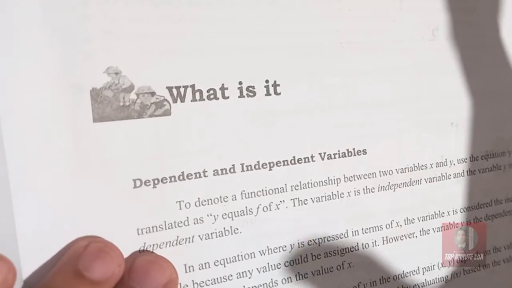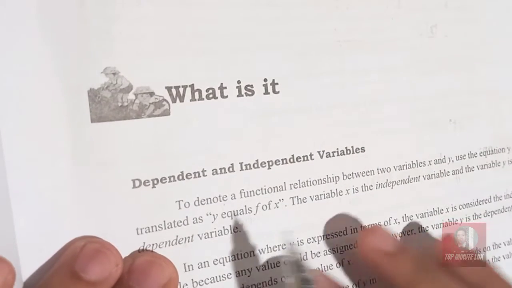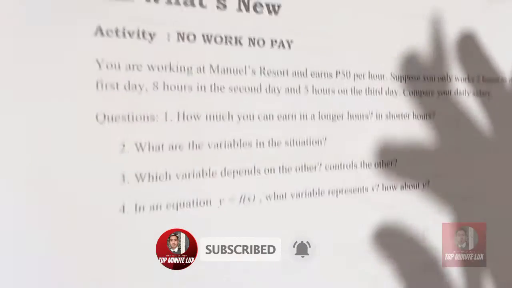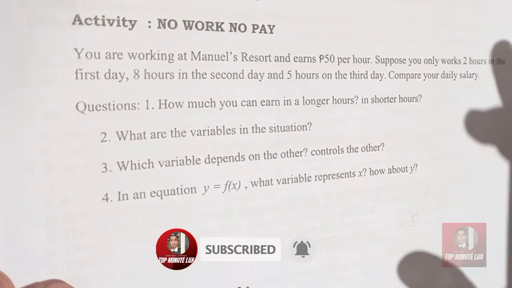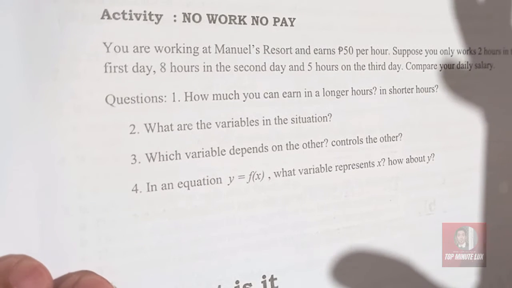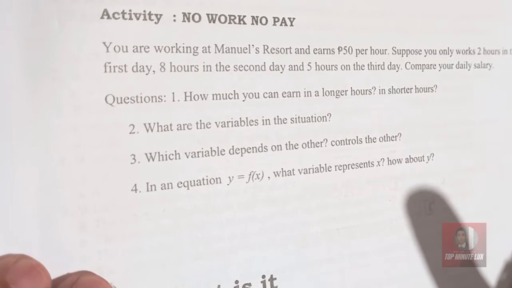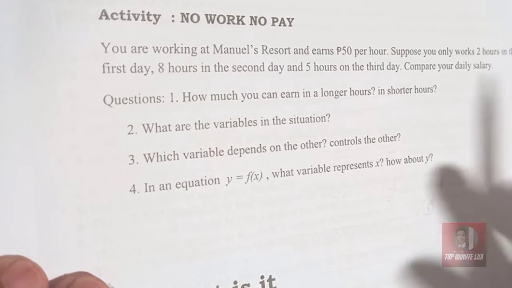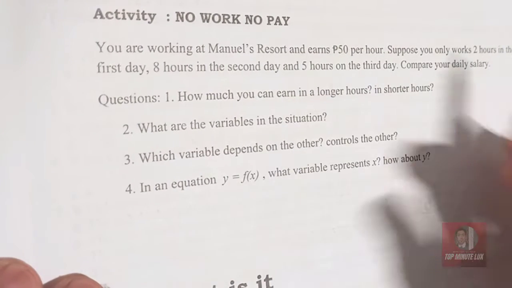This time, let us now do the dependent and independent variables. How to determine that? It's very easy to classify whether a variable is dependent or independent. Let's do this example: no work, no pay.